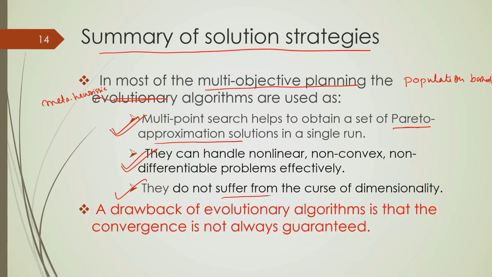So, they can be used for any type of optimization problem, irrespective of linear or nonlinear, differentiable or non-differentiable, discrete or continuous or mixed integer problems. And they do not suffer from the curse of dimensionality. What do you mean by the curse of dimensionality? Basically these optimization solution strategies suffer when the dimension of the problem, the value of n, or the number of decision variables in an optimization problem is significantly higher.